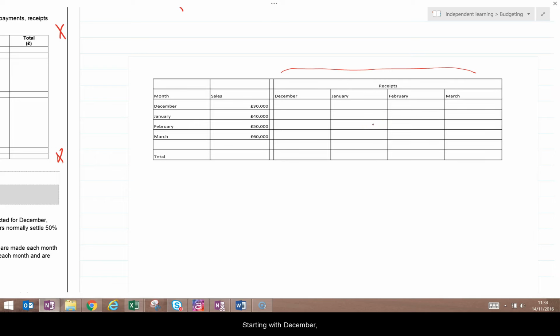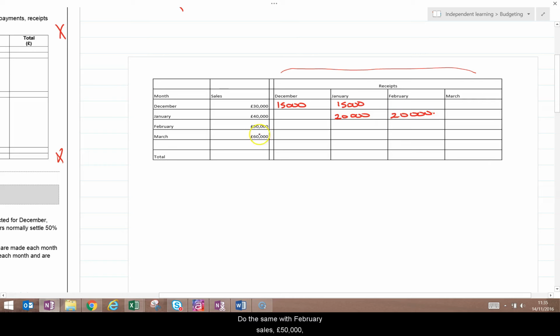So starting with December, the December sales, 50% is received in the month of sale. So that means that 15,000 will be received in December and the other 50% 1 month later. So it'll come in January. Now we look at January. 50% of January will be received in the month of sale. So we'll receive it in January. And the other 50% in February.